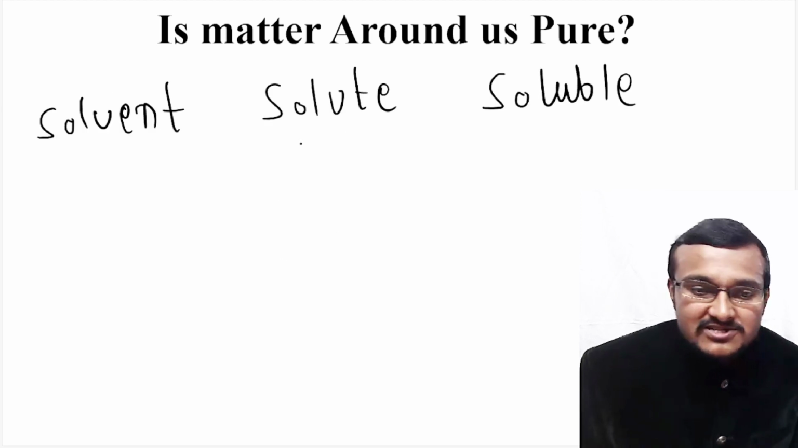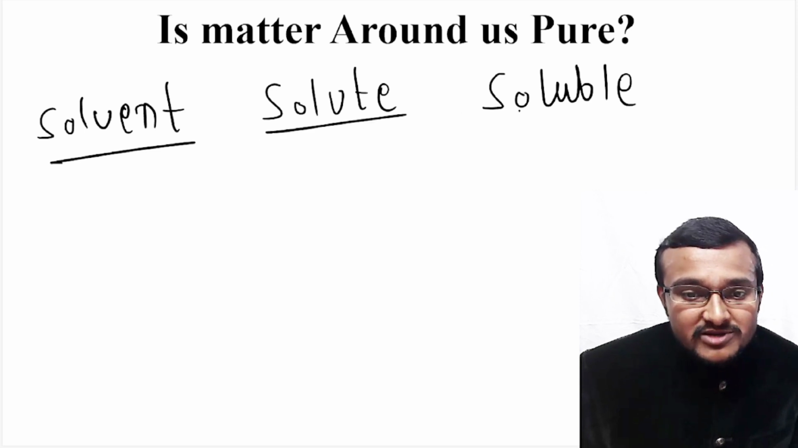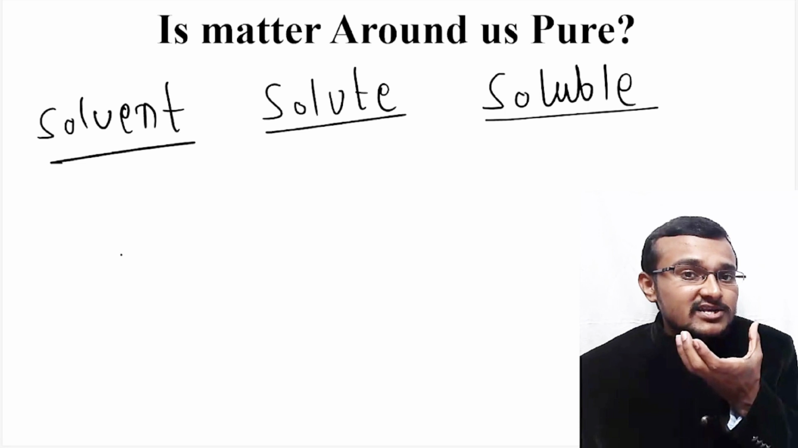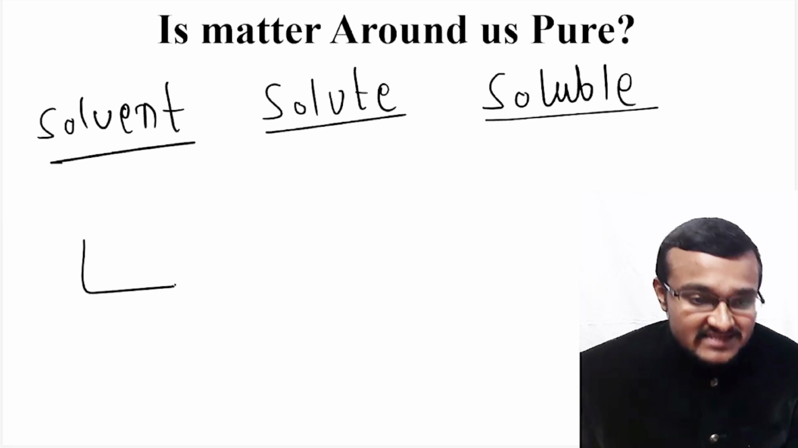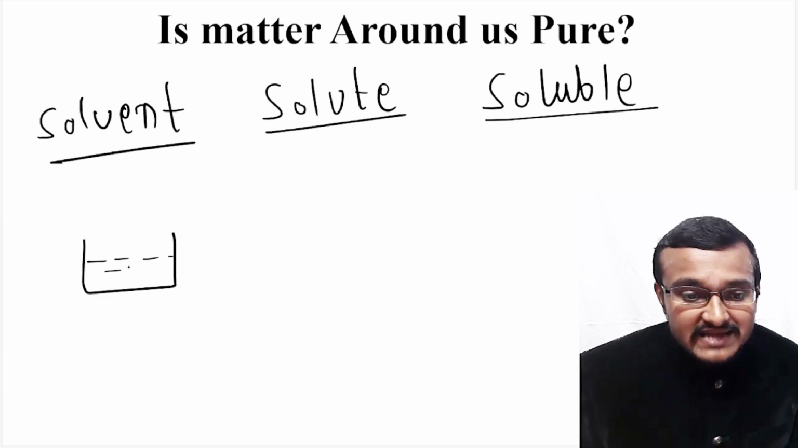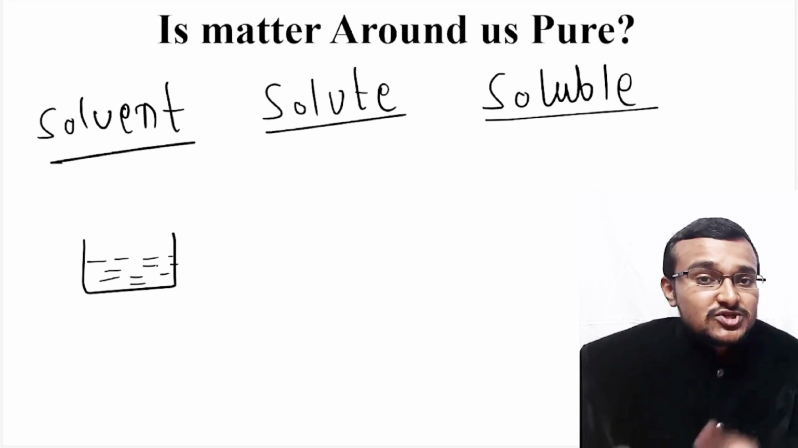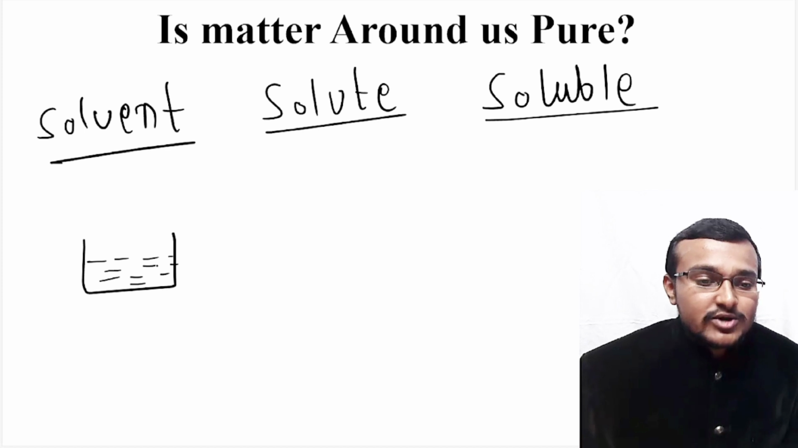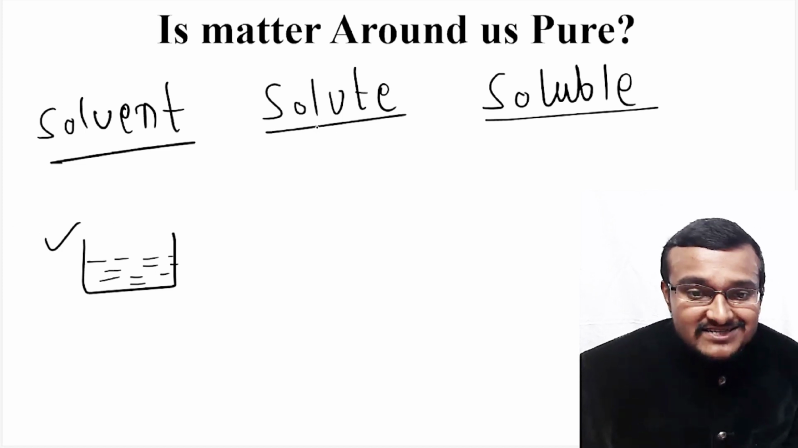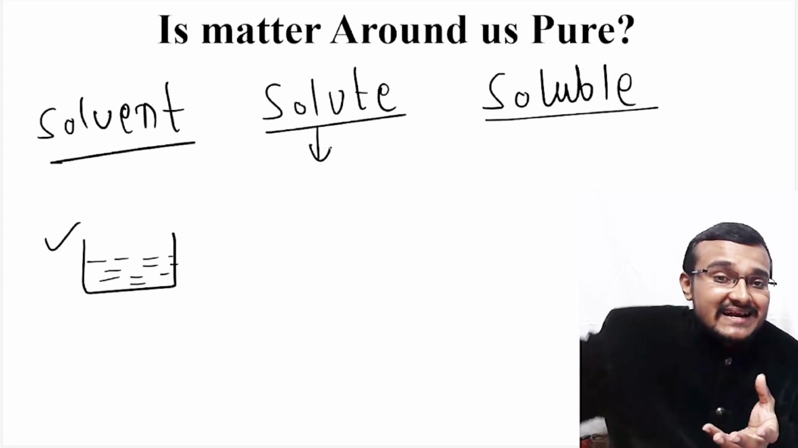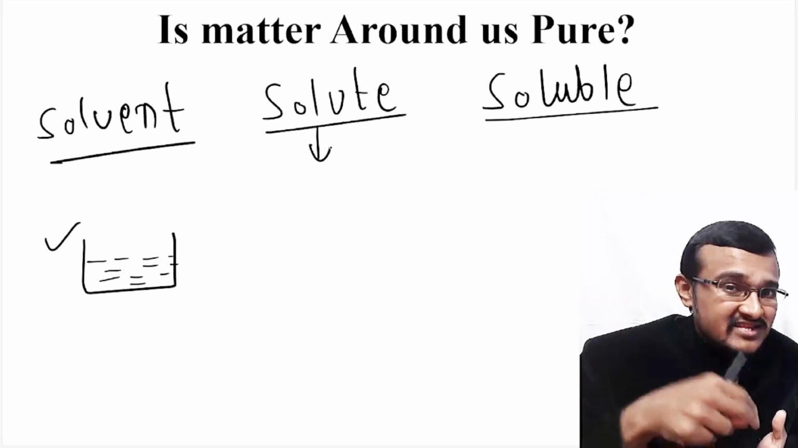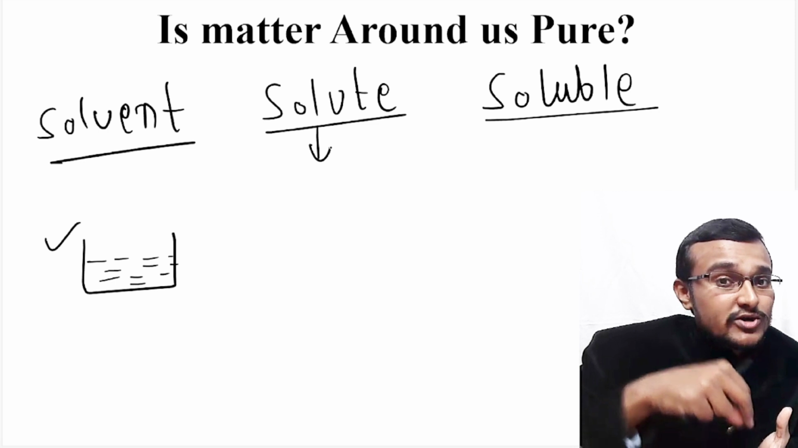So what do you mean by solvent? What do you mean by solute? What do you mean by soluble? Whenever you take a particular substance, let's say water or any other substance, that substance which takes the solids or liquids or gases into it will be known as solvent, and the substance which gets dissolved in that liquid and forms a uniform mixture with the solvent is known as solute.